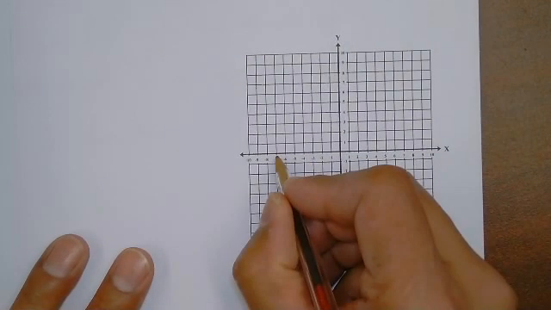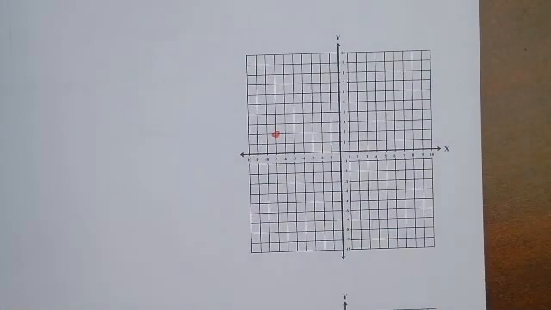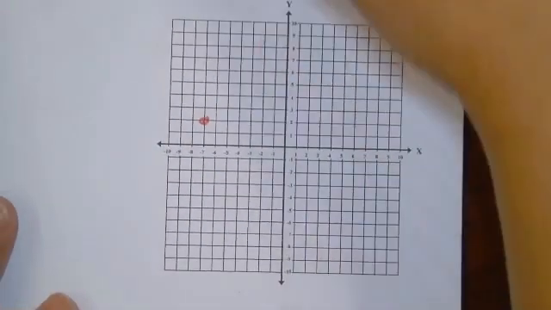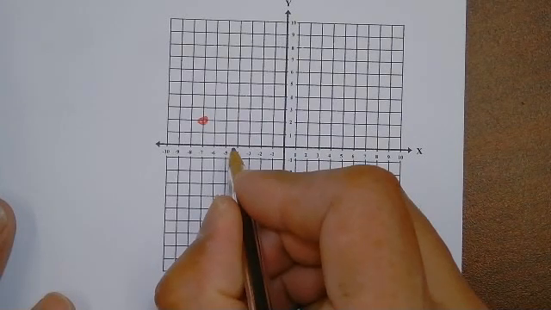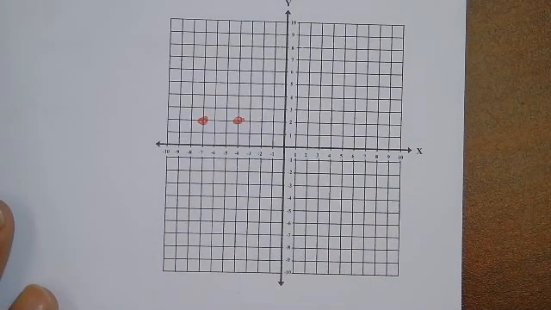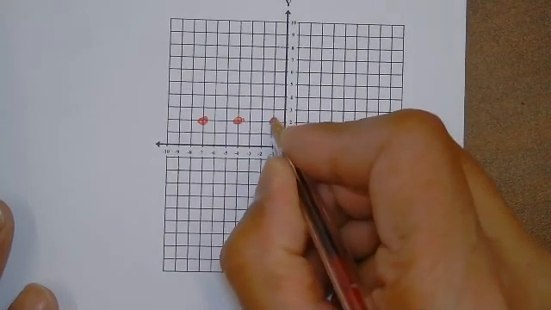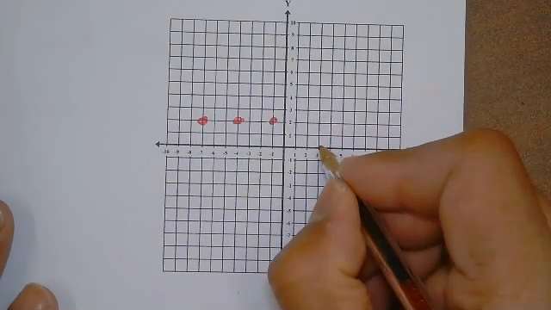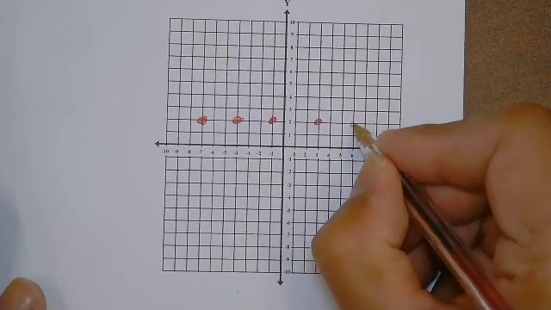Ready? Go ahead and put -7, 2. Let me zoom in a little bit here. How about -4, 2? How about -1, 2? How about 3, 2? One more, 6, 2.